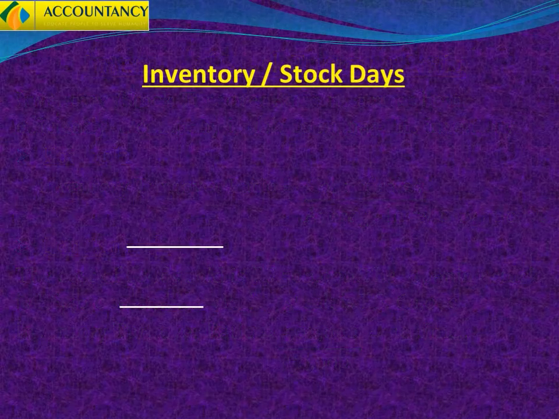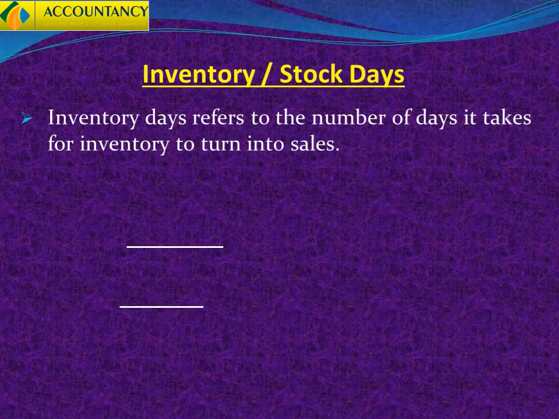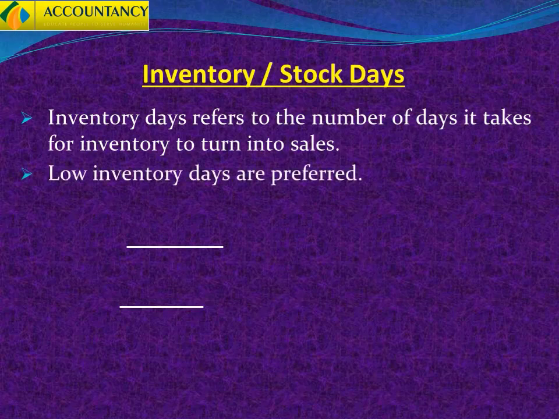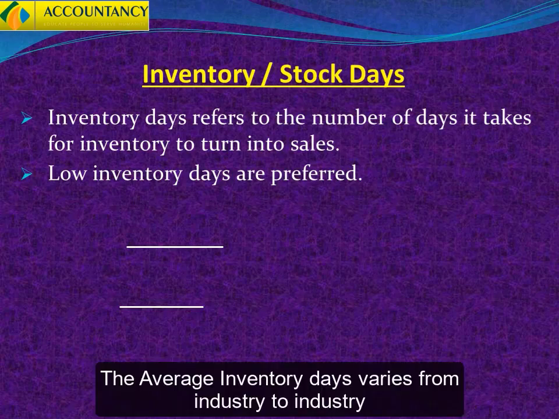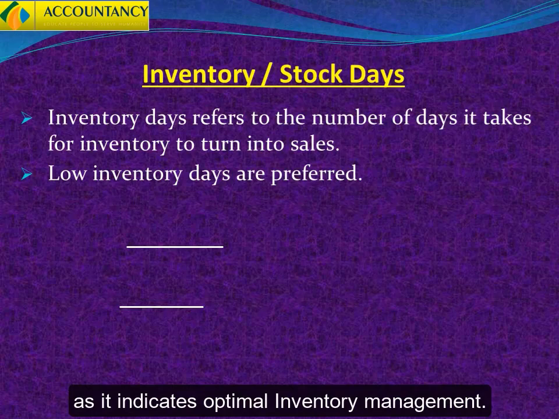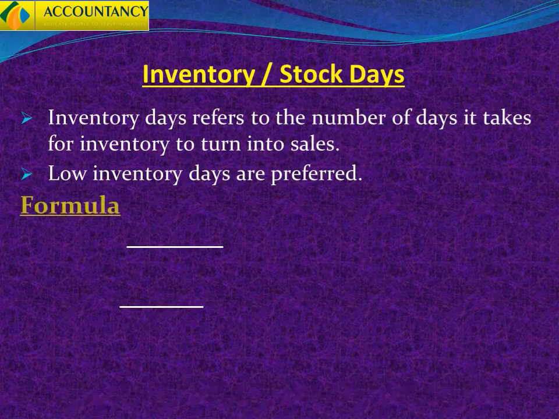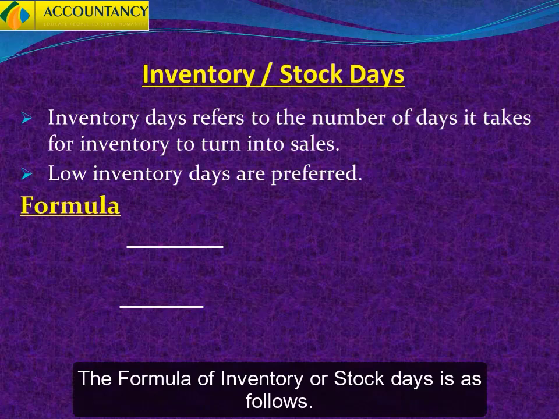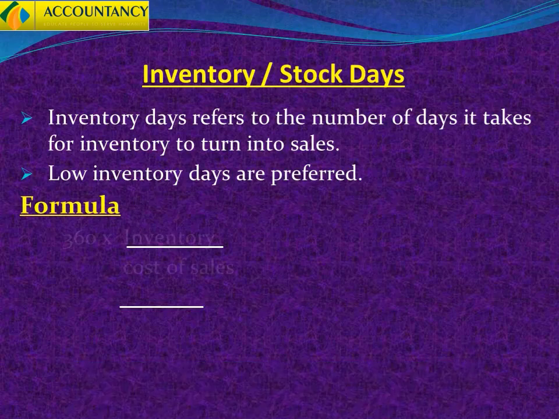Inventory or stock days. Inventory days refer to the number of days it takes for inventory to turn into sales. Low inventory days are preferred. The average inventory days vary from industry to industry, but generally low inventory days are preferred as it indicates optimal inventory management. The formula of inventory or stock days is as follows. 360 multiplied by inventory divided by cost of sales.